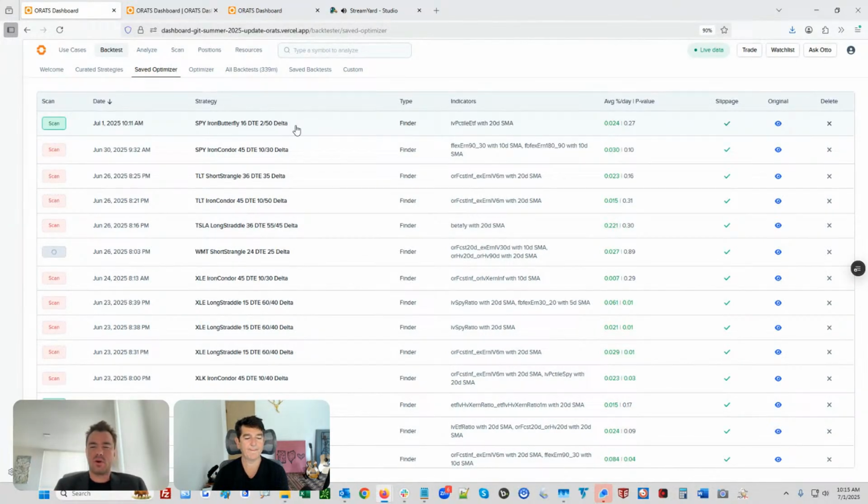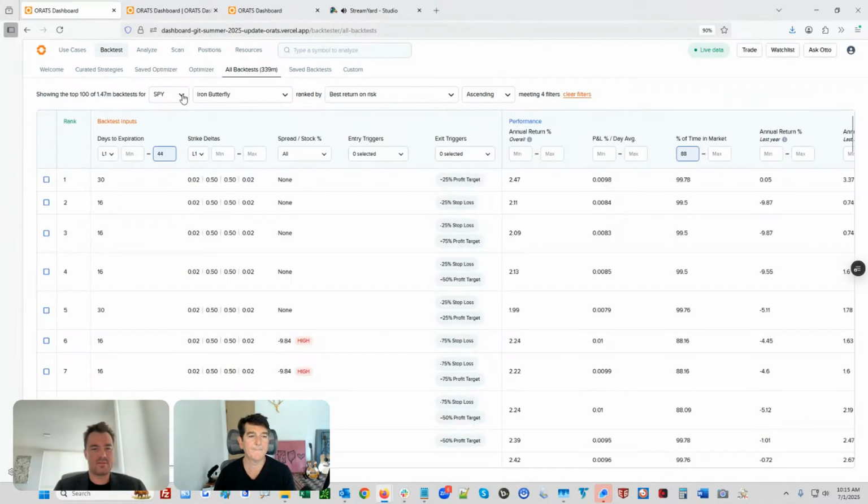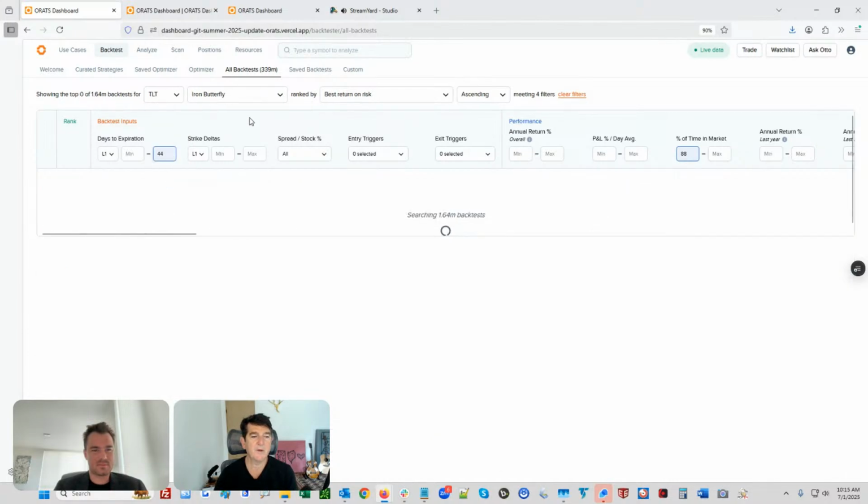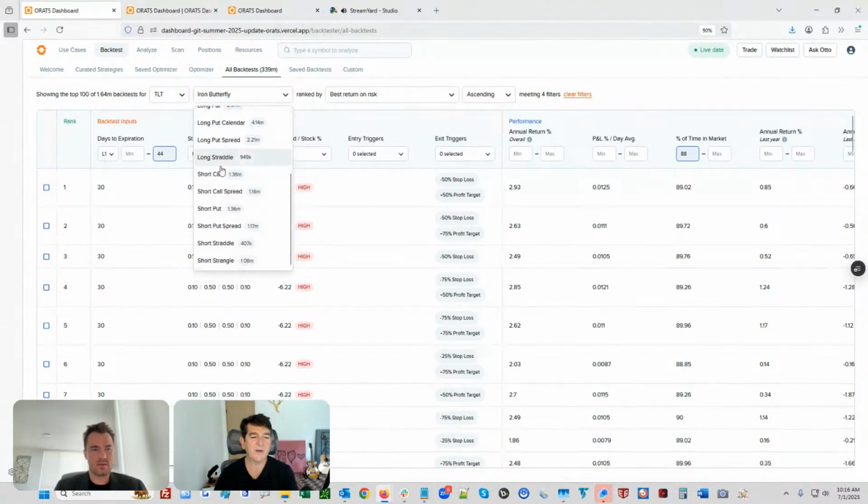Our goal at ORATS is to make that process for our users the easiest possible, the most seamless and fastest possible. So we're definitely making a lot of strides in that direction. It's great to see this coming full circle, from backtesting, and the backtest finder has 339 million backtests now. So that's over 100 symbols, 15 strategies for each symbol. Very likely you can find something useful in there. Right. And there are many different strategies that you could look at, short put spread, short strangle.